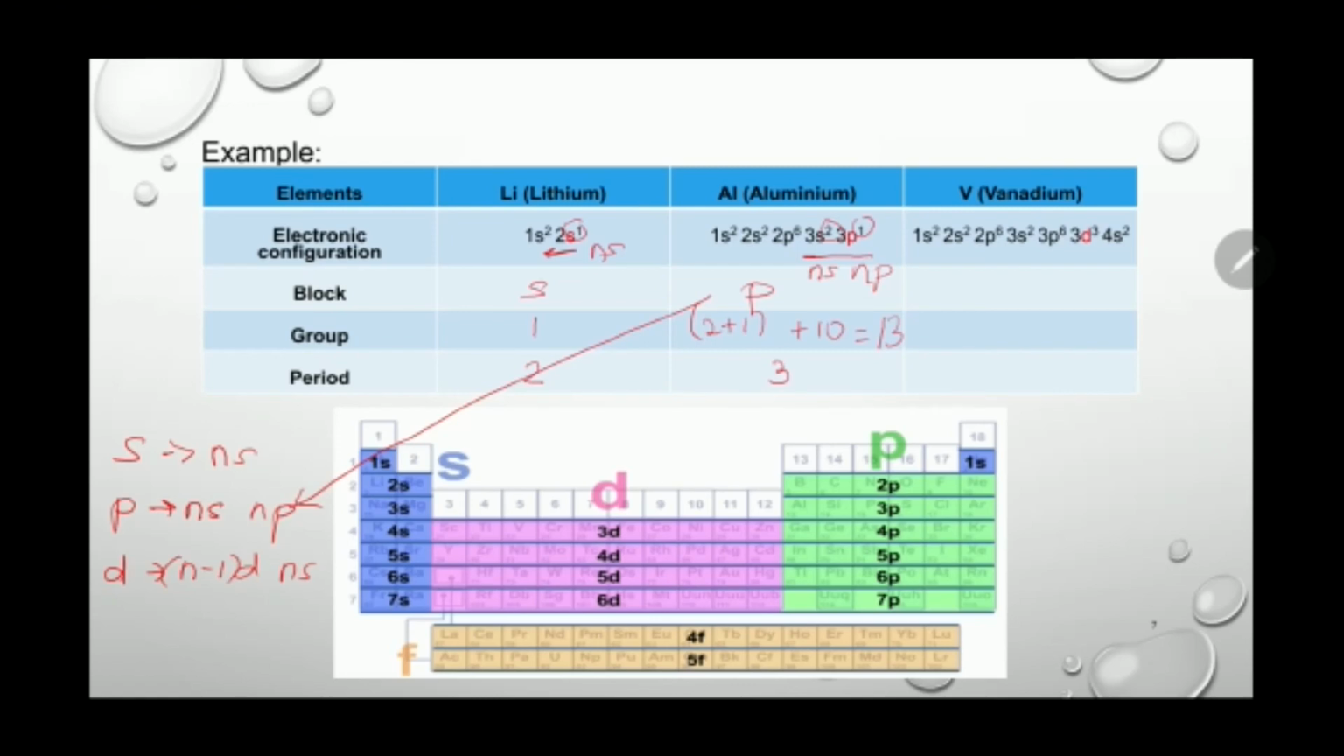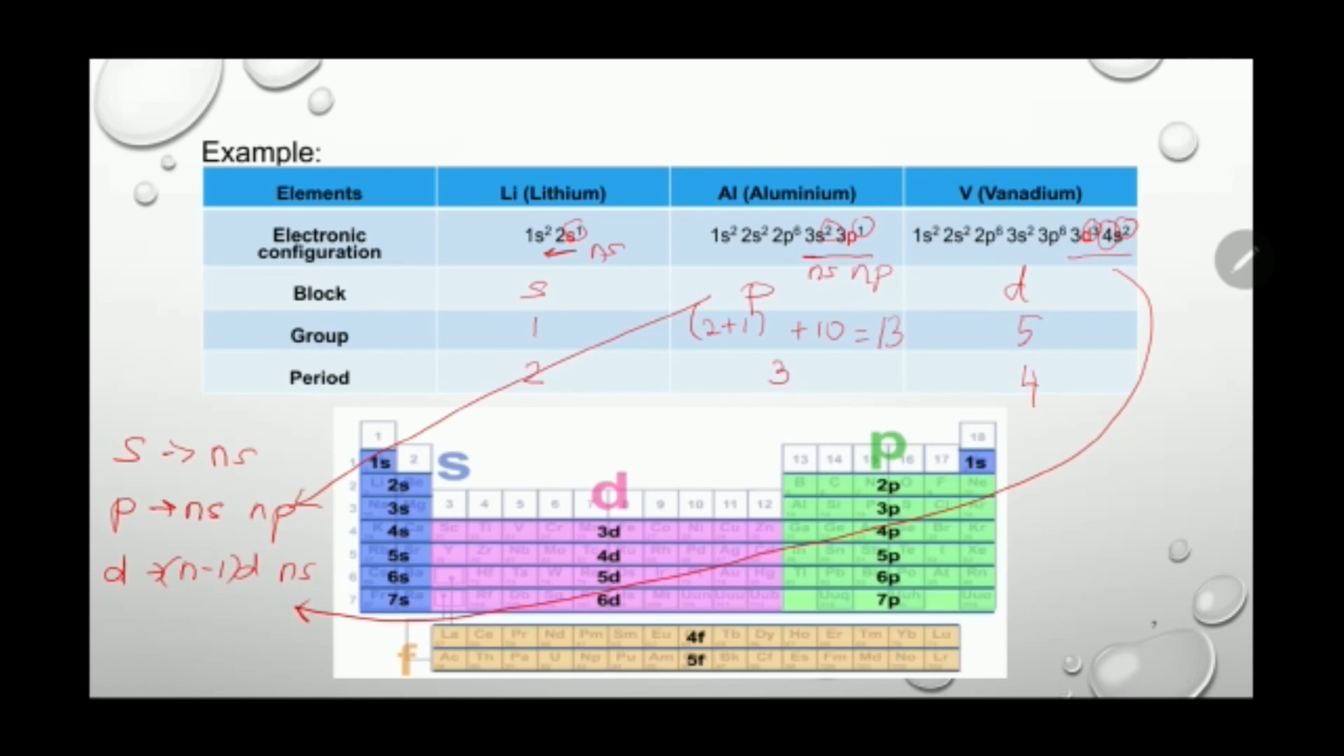For the last one, we discuss vanadium. Electronic configuration 1s2, 2s2, 2p6, 3s2, 3p6, 3d3, 4s2. So we check the valence electronic configuration 3d3, 4s2, which obeys this criteria to give you vanadium in the D block. How to solve for the group? It is from 3 plus 2 to give you group 5. And when we discuss the period, we must check the highest principal quantum number. From here, it is 4. So it comes from period 4.